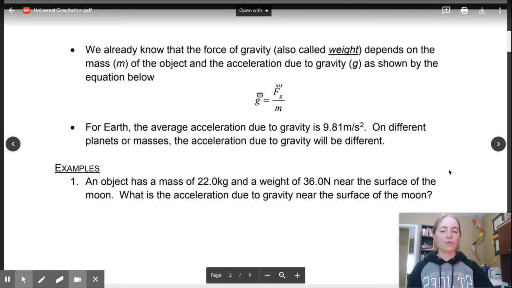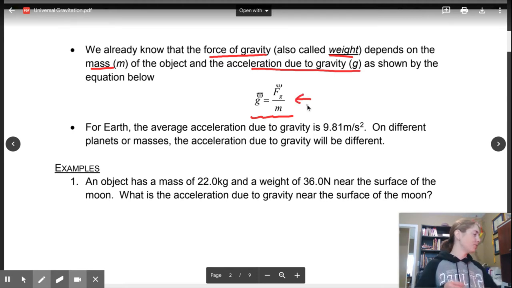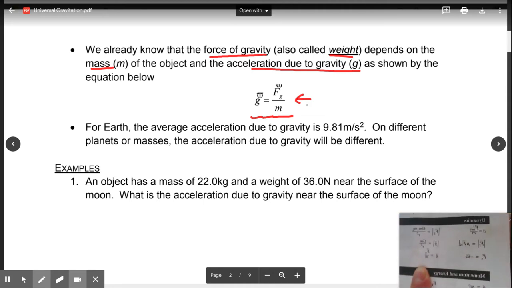We're going to start off with an equation we've already used. You've already seen this equation when we talked about weight in dynamics. We already know that the force that gravity applies to an object is called its weight. It depends on the mass, how much stuff an object is made out of, and the acceleration due to gravity. It is right there on your data sheet.